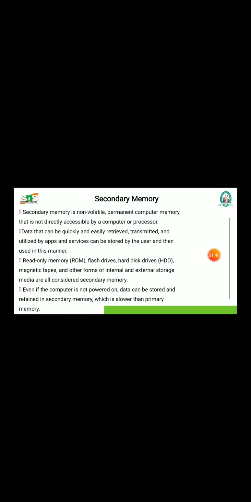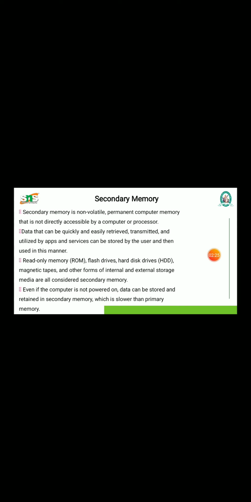The secondary memory is also called non-volatile memory, the permanent computer memory that is not directly accessed by the processor. The data can be quickly and easily retrieved, transmitted, and utilized by apps and services, and can be stored by the user. Read-only memory, flash drives, hard disk drives, magnetic tapes, and other forms of internal and external storage media are called secondary memory.